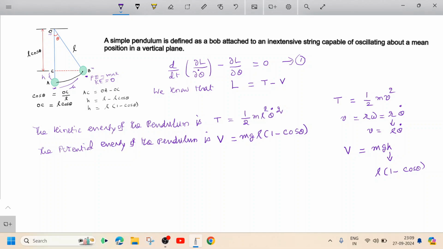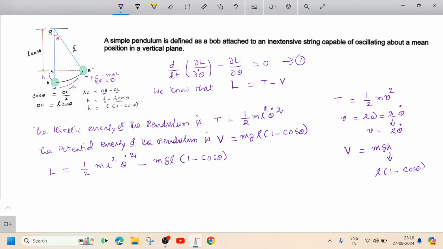Now the value of AC equal to OA minus OC. The value of OA is L. OC is our L cos theta. If you take L outside as a common term, we can get h equal to L into 1 minus cos theta. Therefore, the potential energy capital V equal to mgL into 1 minus cos theta. Now we can write our Lagrangian. L equal to half m L square theta dot square minus the value of potential energy, mgL into 1 minus cos theta.